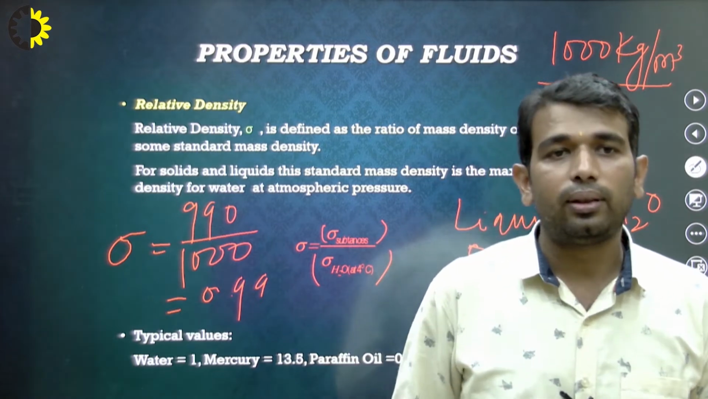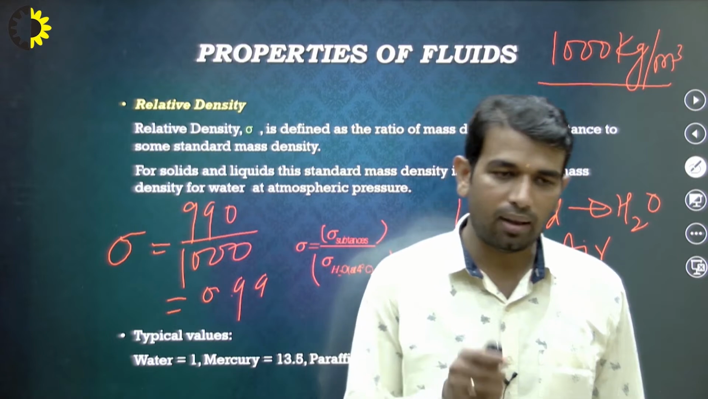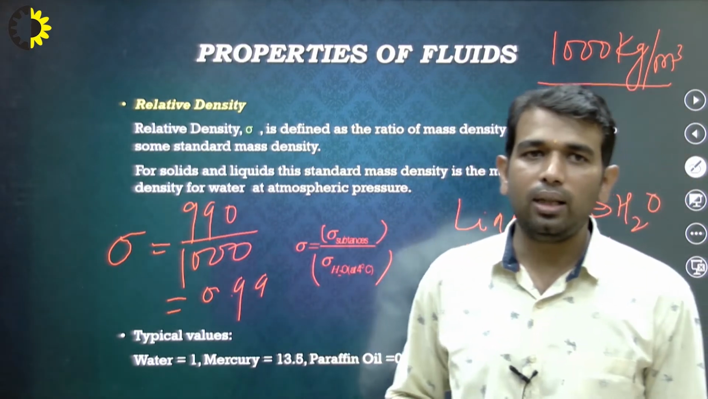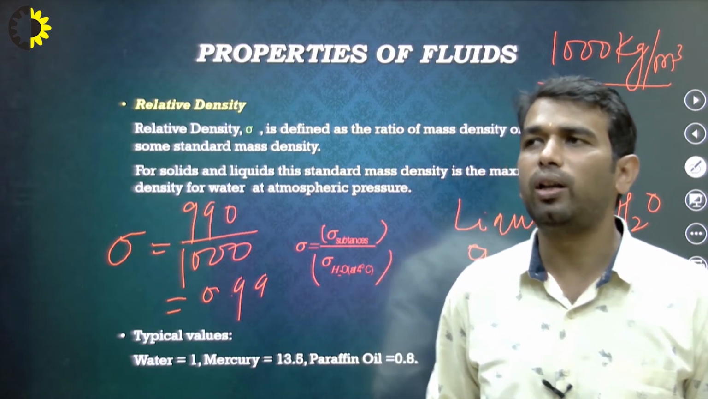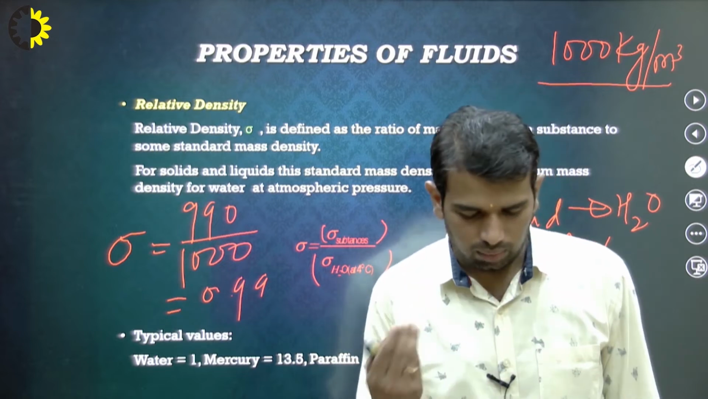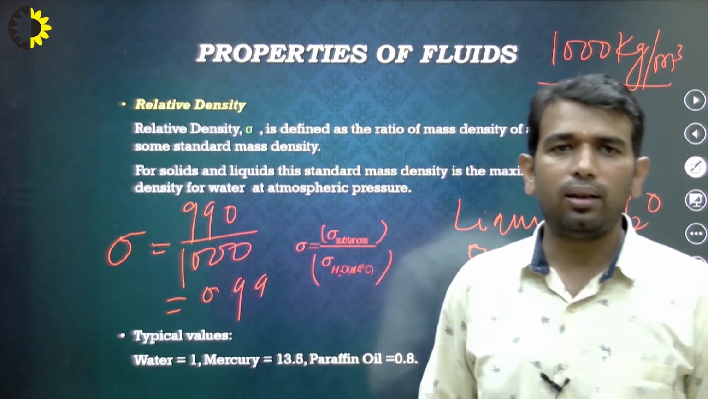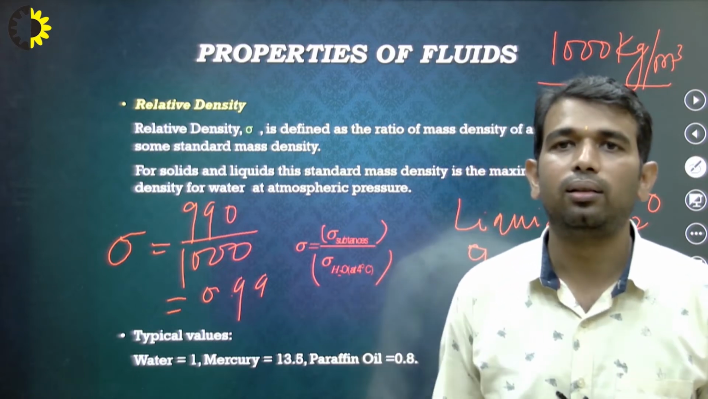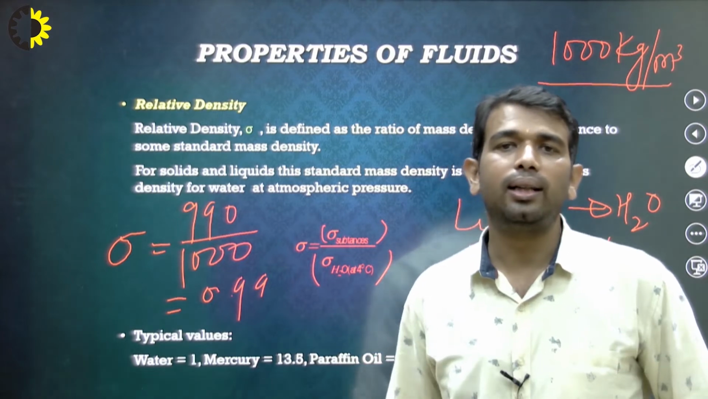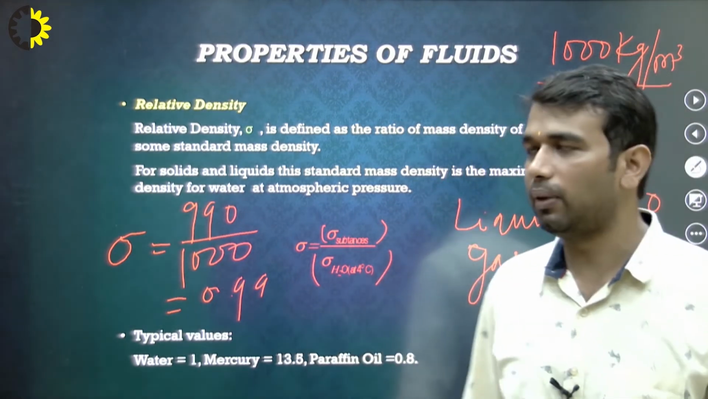A couple of examples are given. The relative density of water is 1, because if you compare water with respect to water, obviously the ratio is 1. What is the relative density of mercury? That is 13.5 or 13.6, close to that. You can take it as a reference for your numerical problems. The third example is paraffin oil, which is lighter. Its density is lesser compared to water, about 0.8. So you have to understand these three types of density as properties of the fluid.